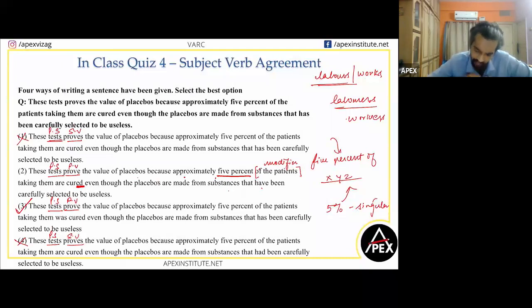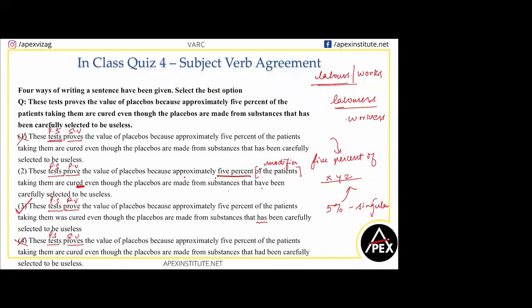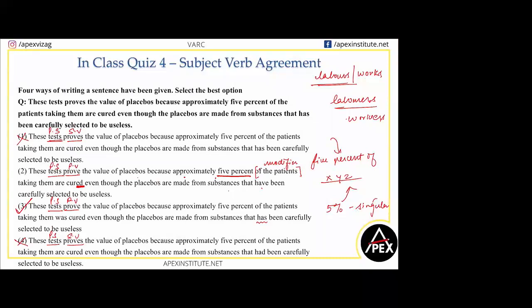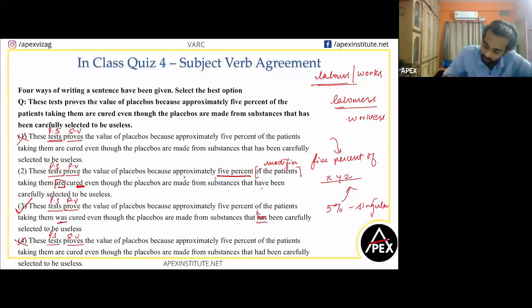5% of the patients taking them was cured even though the placebos are made from substances that has been carefully selected to be useless. Oh, I didn't see this part. Sorry. Okay, actually, no option is perfect, sir. Then no option is correct. The second option was not correct, sir. In the third, R is wrong. Has is correct, but this should be have, right? Have been carefully selected to be useless.